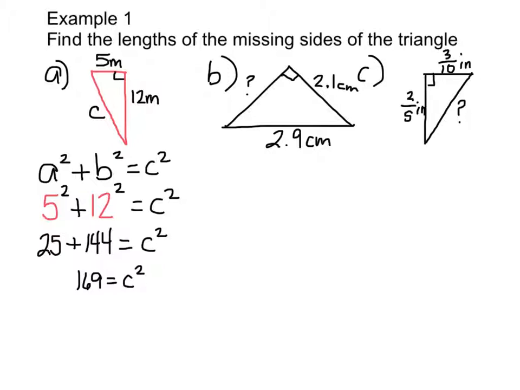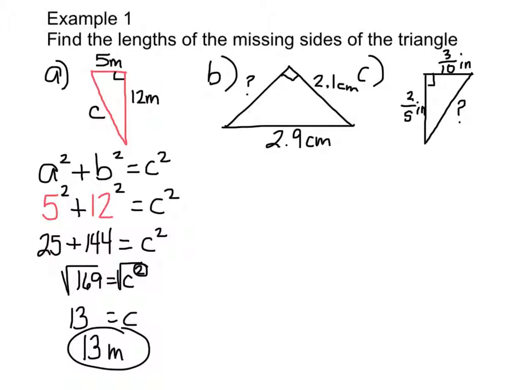Remember, we have to do the inverse operations. We have to know what number to the second power gives you 169. The square root is the opposite of squaring something. So we take the square root, and C equals the square root of 169, which gives us 13. So the missing side, which is our hypotenuse, is 13 meters.